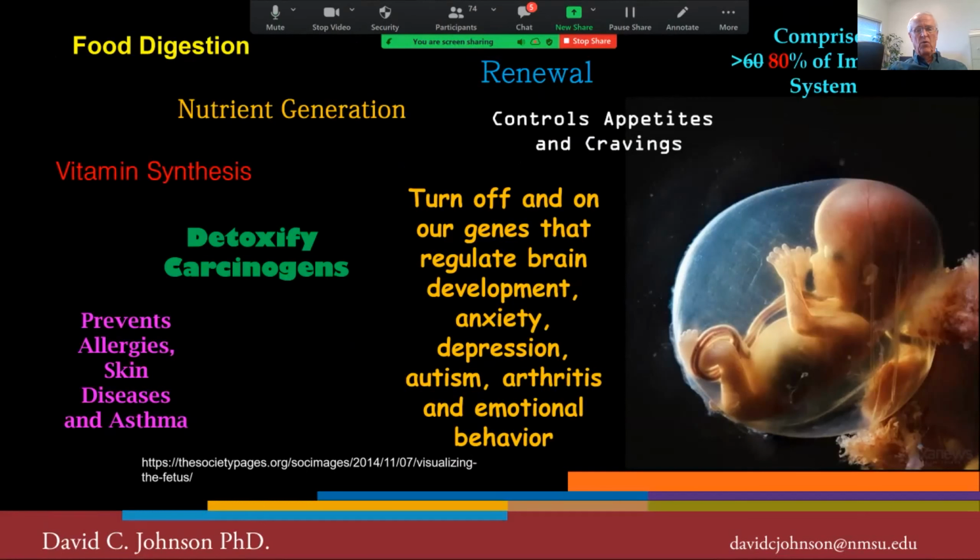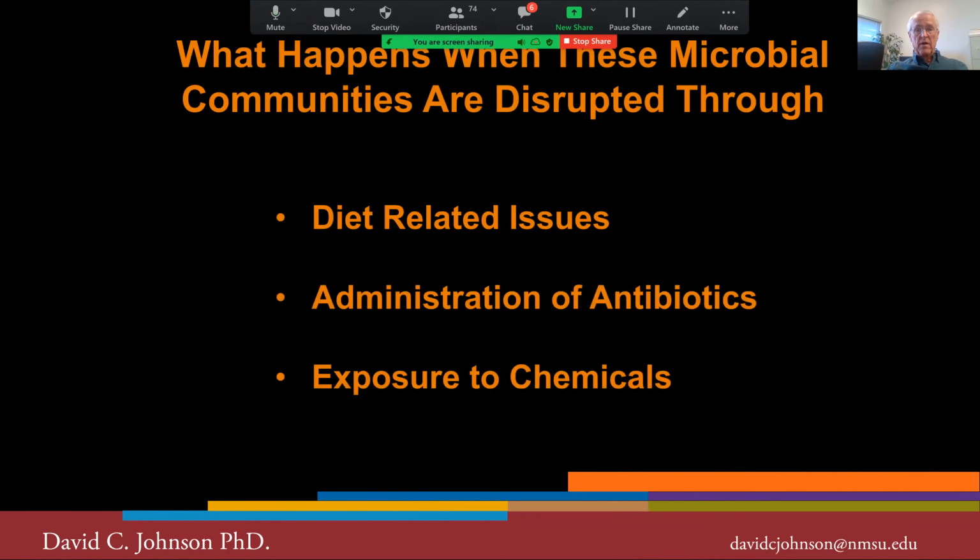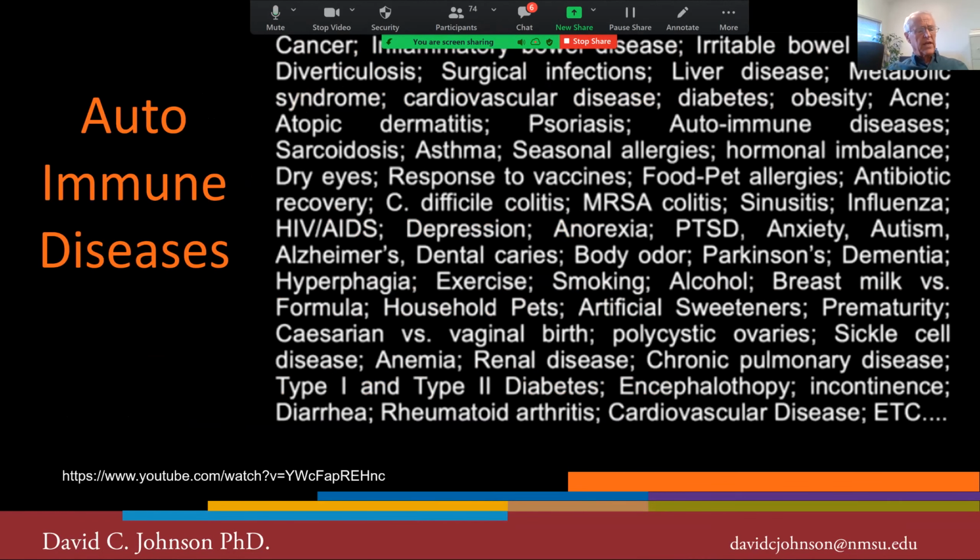What do these genes do for you? What do these microbes do for you as well? They digest your food, they do cell renewal, they comprise what we thought before was 60% of your immune system. Now it's more like 80%. They control your appetites and cravings. They do nutrient generation and vitamin synthesis. They detoxify carcinogens. They prevent allergies, skin diseases, and asthma, and they turn on and off genes that regulate brain development, anxiety, depression, autism, arthritis, and emotional behavior. What happens when these microbial communities are disrupted through either diet-related issues, administration of antibiotics, or exposure to chemicals? We see significant increases in autoimmune diseases from these causes.